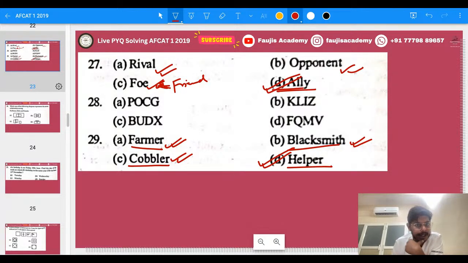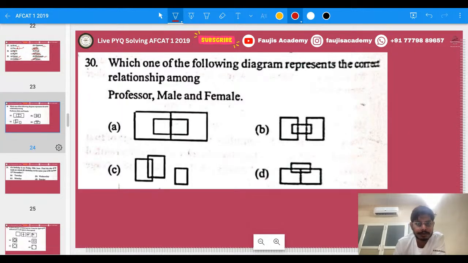Question number 28, guys. There is a vowel. There is a vowel. There is a vowel. There is no vowel over here. That's why this is an odd one. Okay, right? All right. 30th.